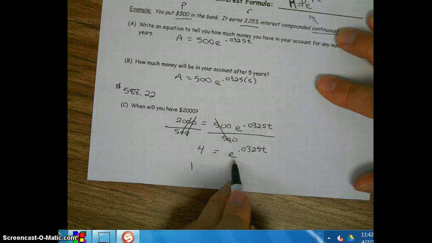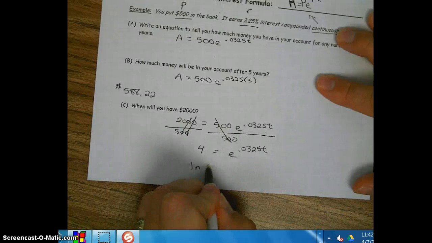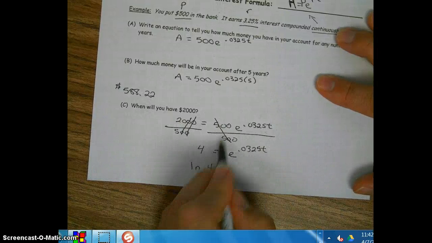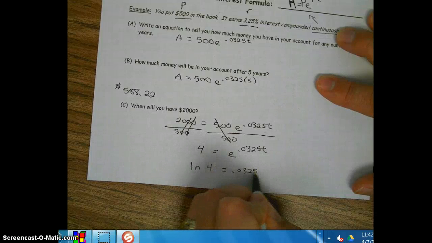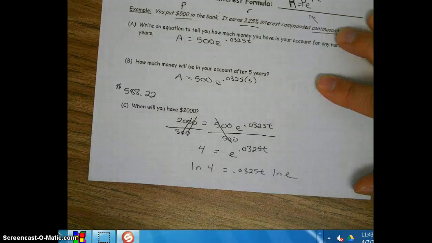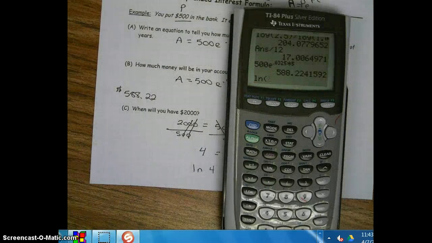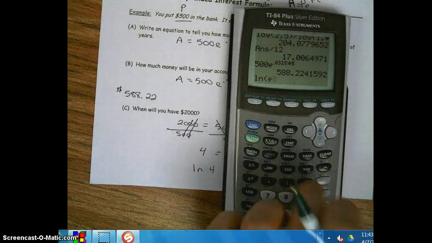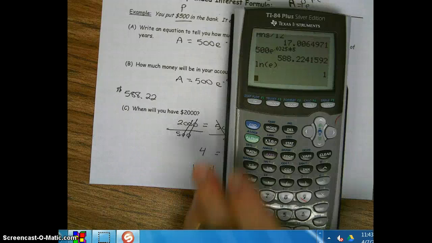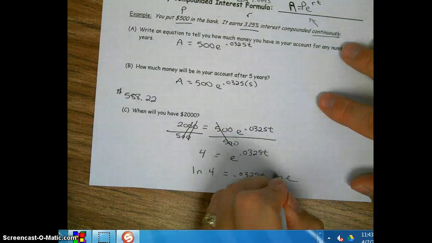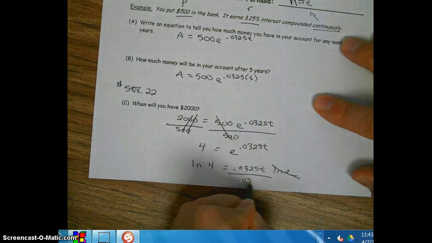Now, since I'm doing E, instead of doing the log of both sides, I'm going to do the natural log of both sides. And I'm going to bring my exponent down front. What's cool about taking the natural log of E is this. Natural log E. Check out what happens. Wow. 1. They cancel each other out. Natural log of E is 1. Divide both sides by 0.0325.